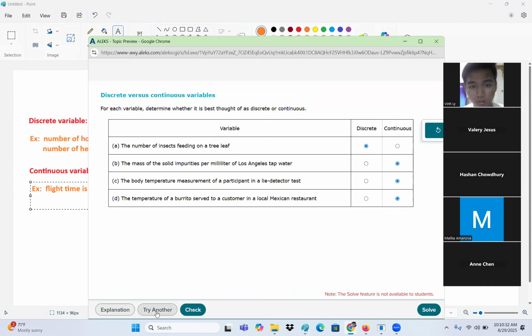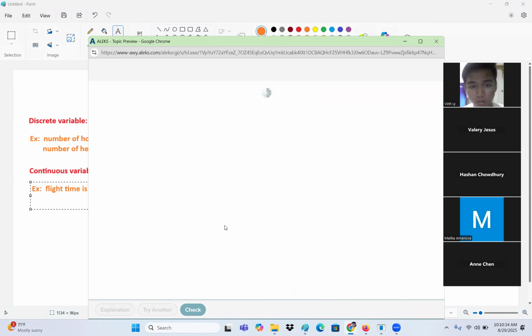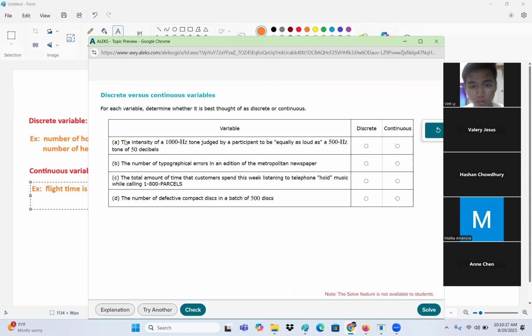Okay, if you can try one more time, but like I said, it's very straightforward. Let's say the intensity of the judged item, and then the number of typographical errors. Can we count the errors? If we can count them, it has to be discrete. The intensity cannot be counted. The amount of time that customers spend this week listening to the telephone should be continuous, while the number of defective compact discs should be discrete because we can count them. So we have two discrete and two continuous.